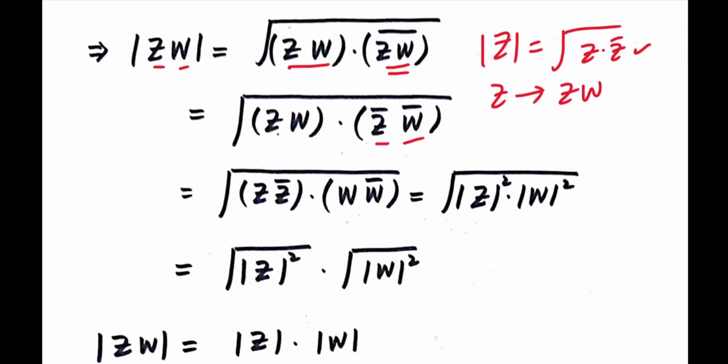By rearranging the complex number, we can write it as z into z conjugate and w into w conjugate. As z into z conjugate is the square of z modulus, and this is the square of w modulus. By separating the square root and cancelling out, this is z modulus and this is w modulus.